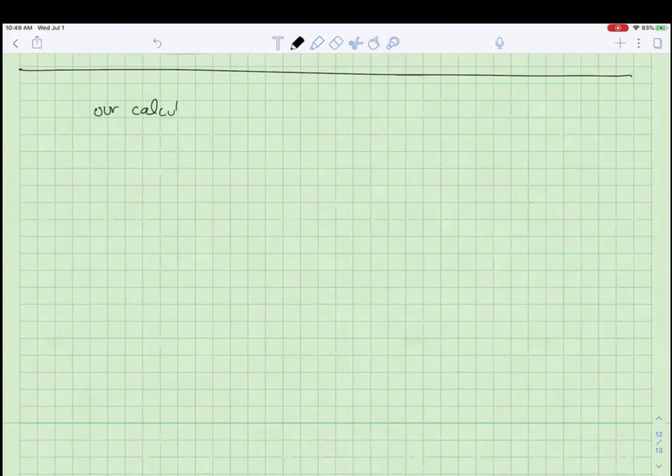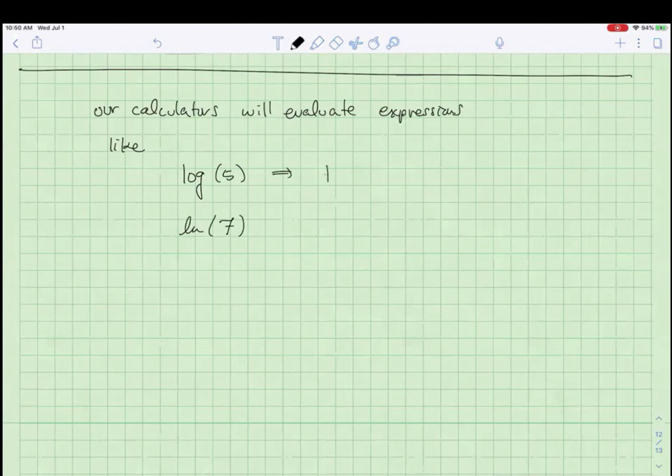Our calculators, unless they're really advanced, will evaluate expressions like log of 5 or the natural log of 7. No big deal. Now, what does this mean? Well, this is the power that turns 5 into 10. So there is some power out there that will turn 5 into 10.